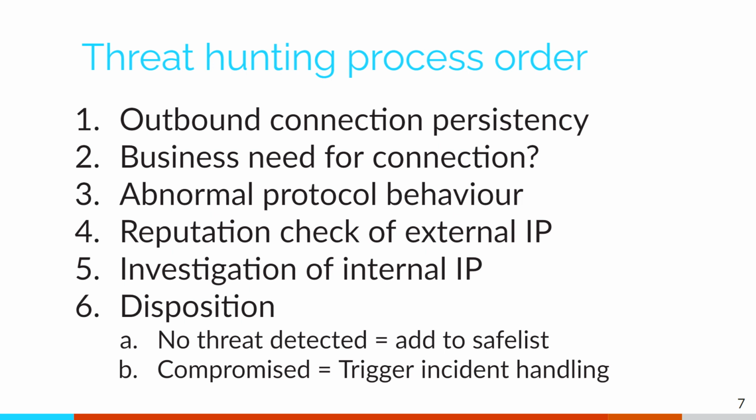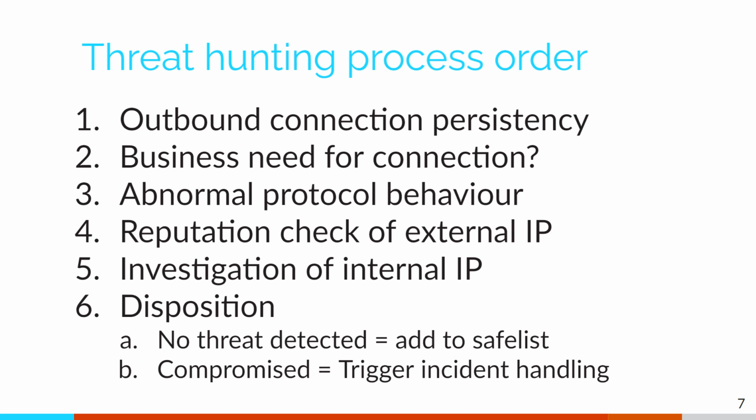If I can't identify a business need, now I want to look for abnormal protocol behavior. Things like, hey, it's going to TCP 443, which is normally HTTPS traffic, but it's not HTTPS traffic. It's something encrypted or obfuscated, but it's not actually using a real SSL/TLS handshake. That would be abnormal protocol behavior. We want to look for things like that. That may help make us privy that, yeah, this may be something we need to be concerned about.